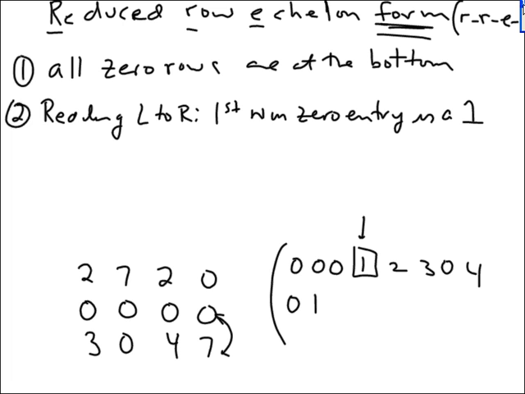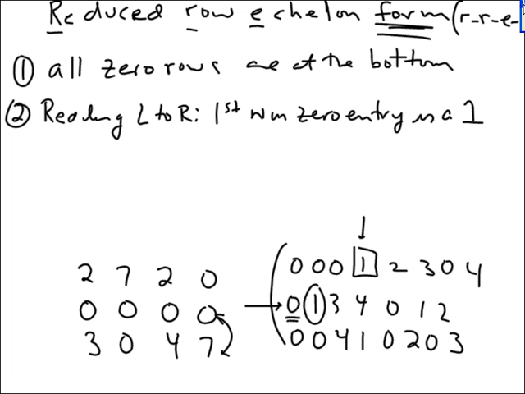Take 0, 1, 3, 4, 0, 1, 2. Reading from left to right, 0, and then not 0. That has to be a 1, and it is. If you have 0, 0, 4, 1, 0, 2, 0, 3, there's a problem here, because starting from the left, the first entry that is not 0 is the one I circled. But it's a 4. That's the problem. It needs to be a 1.